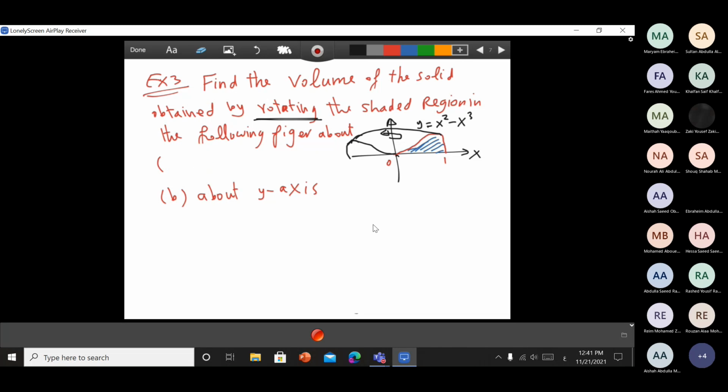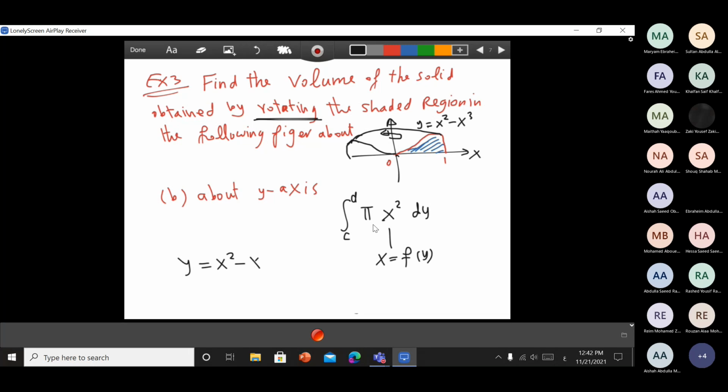I finished section A. Okay. Yes, you can say this is the integration, as I remember, from c to d of pi x squared dy. Can you get x as a function of y? You have y equal to x squared minus x cubed.